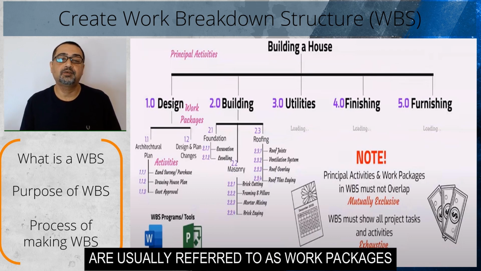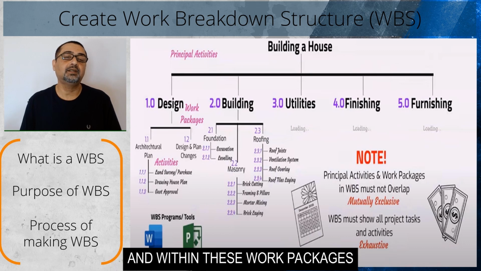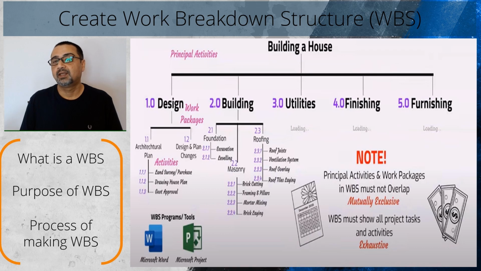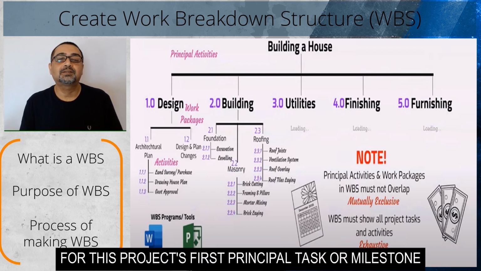As we have already identified the first level of the WBS as the principal activities, the second level are usually referred to as work packages. And within these work packages, we have activities or tasks. And that will be all for this project's first principal task or milestone.